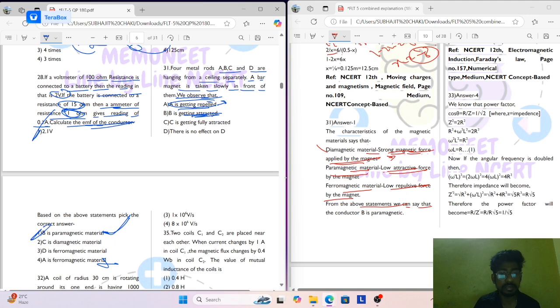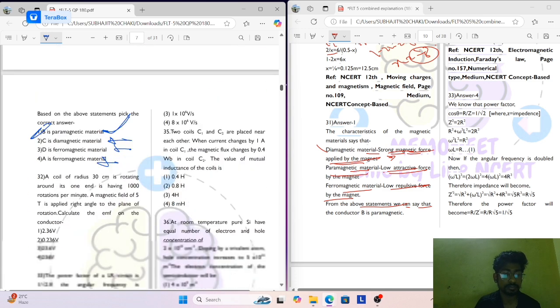We got it. C is getting fully attracted. Fully attracted means this is a ferromagnetic material, not diamagnetic. There is no effect on D. That means it is not a low repulsive force, so it can be a ferromagnetic material. Right. So therefore these three options are all wrong.